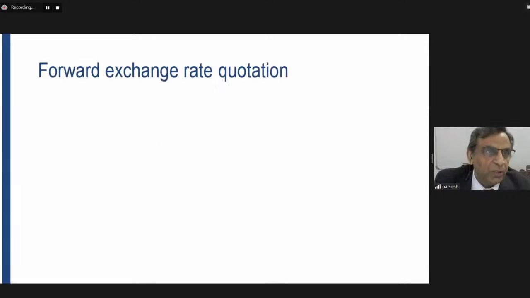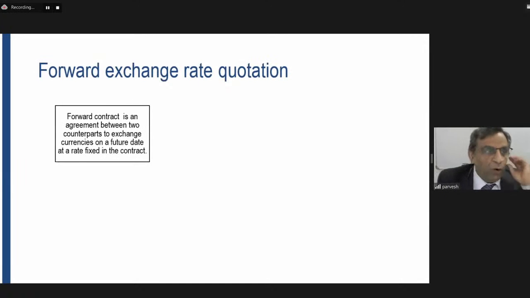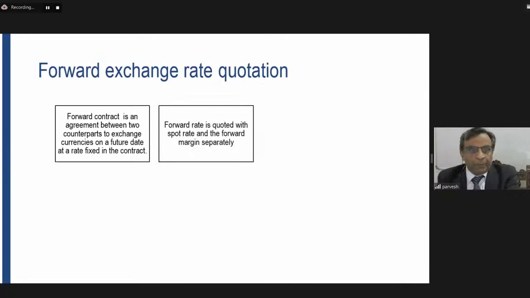Foreign exchange quotation: how is this quotation given? We have some brief idea up to now, but a forward contract is an agreement between two counterparts to exchange currencies on a future date at a rate fixed in the contract, which is done today itself. So we actually book a forward contract, and we book the rate also as of today. But everything happens on the future date. The delivery and the money payment happens later.